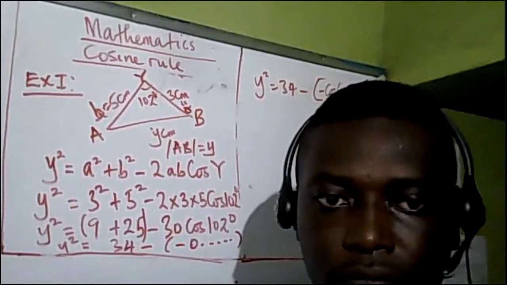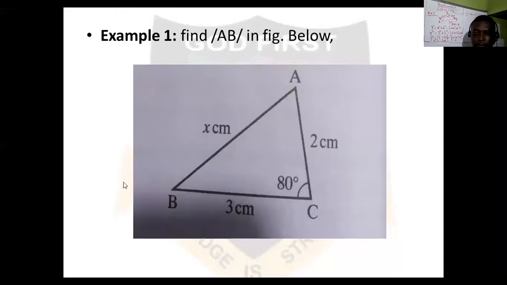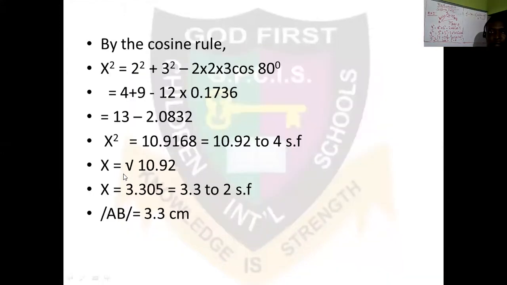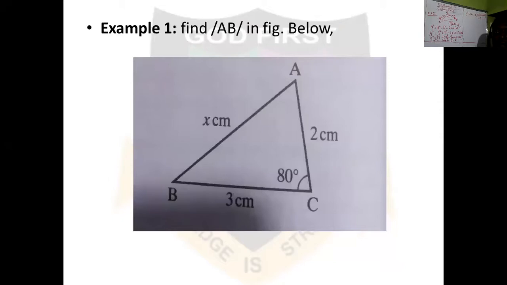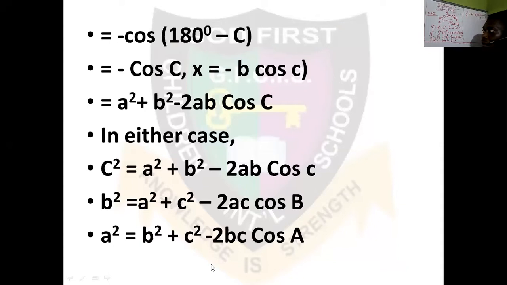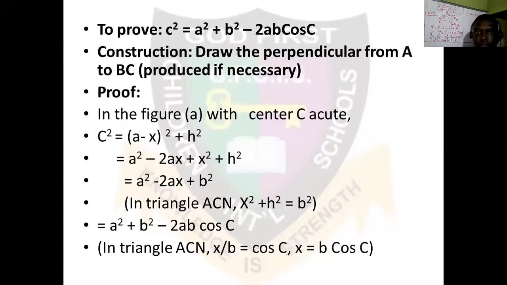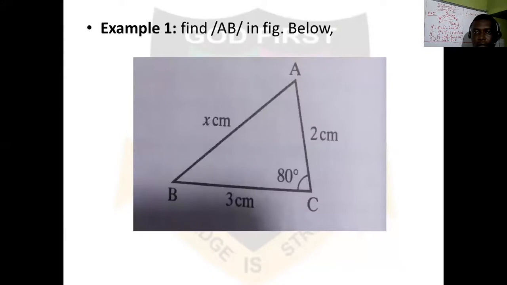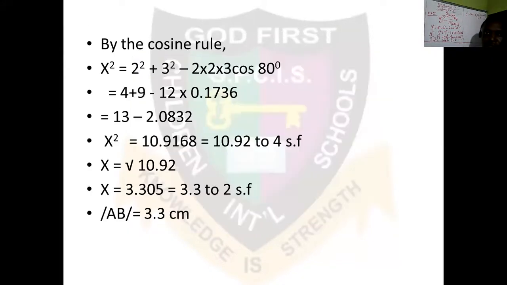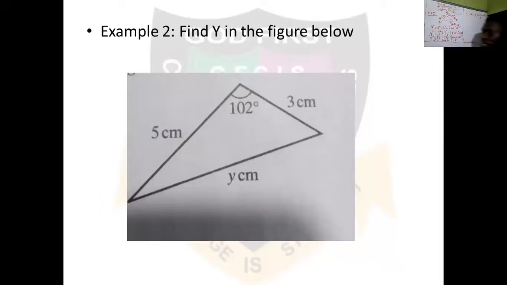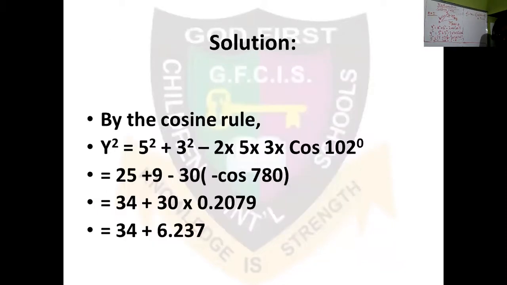Okay, this is what I'm saying. Cosine rule. Sorry, which one are we solving? Wow, I'm solving the second question. Okay, I'm solving example 2. So let's solve example 2, then we'll go back to example 1. Look at what I'm saying now.